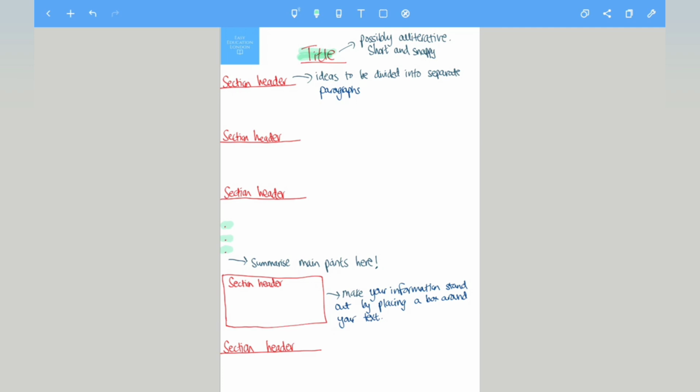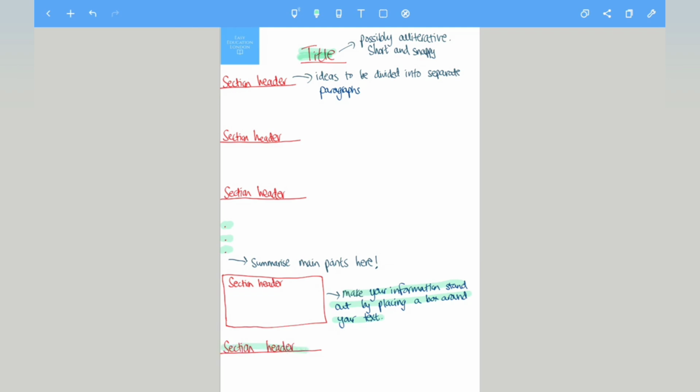And then just below that, you will have your section header with a text box, and here you'll make your information stand out by placing a box around your text. So again, it's perhaps 2 to 3 sentences or even slightly more, and it will have important and relevant information within this section header. And as you can see towards the bottom, you will have your final paragraph.